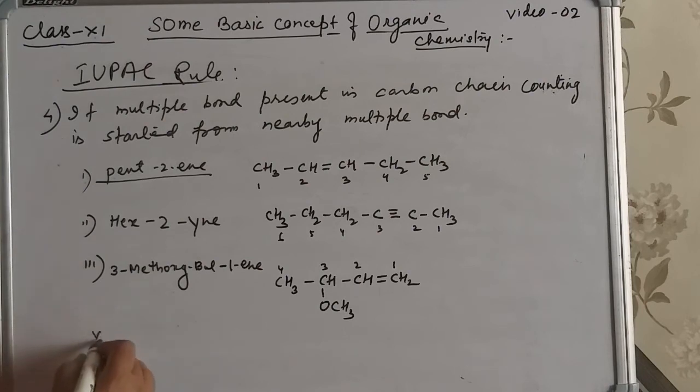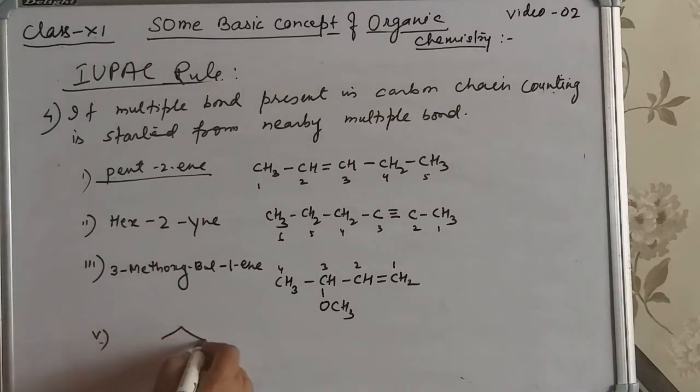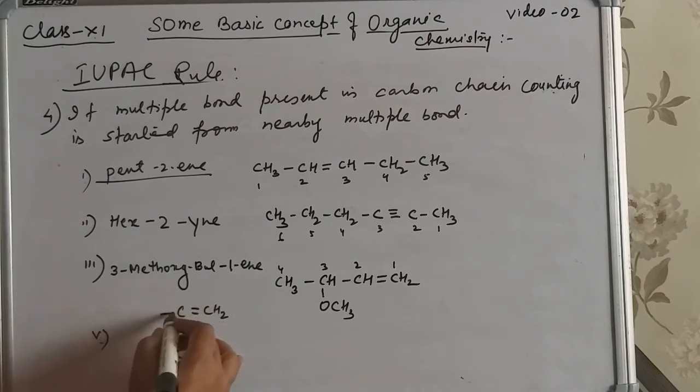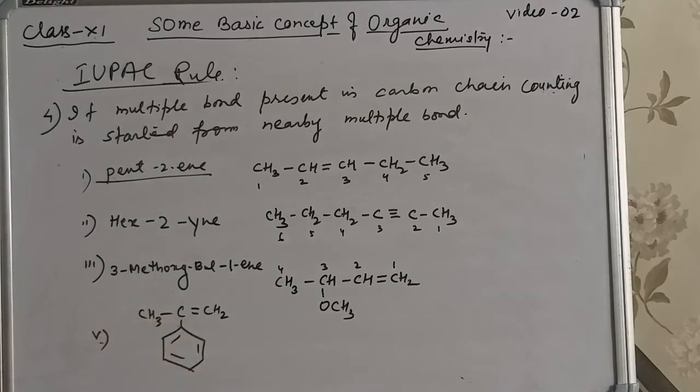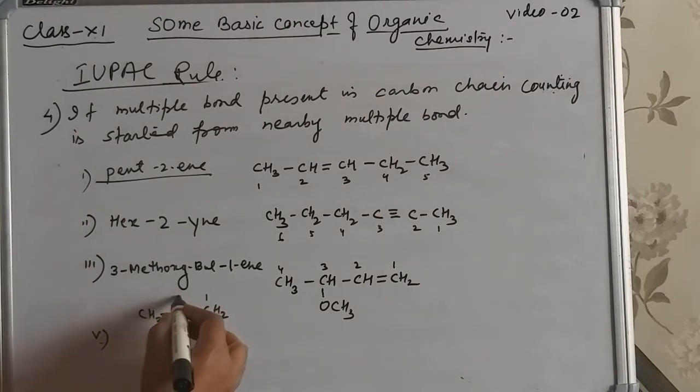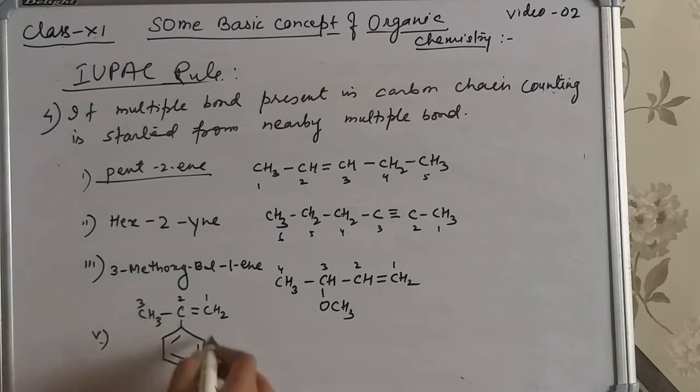Next example, suppose this type of compound is given for writing the correct name. So 1, 2, 3, this group is used as a prefix. So position 2, and the prefix for this group is 2-phenyl. The carbon chain contains 3 carbons, so prop, and position 1 and ene.